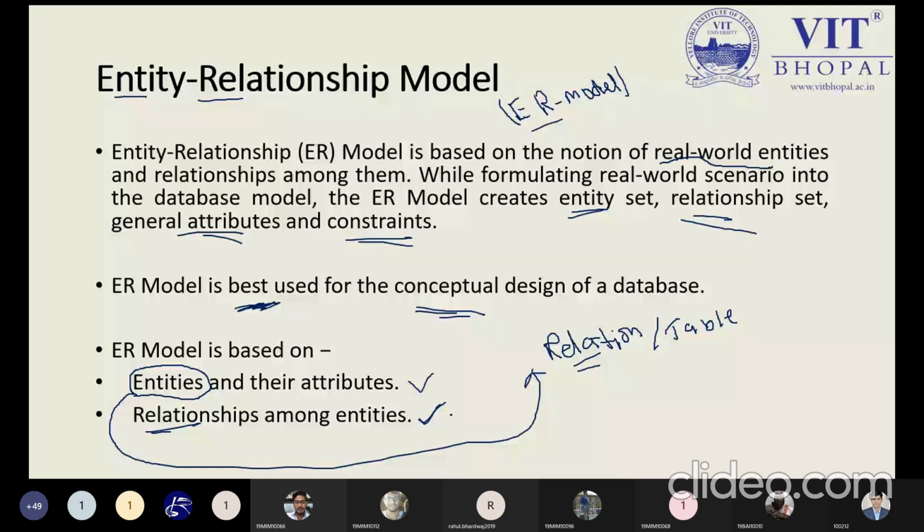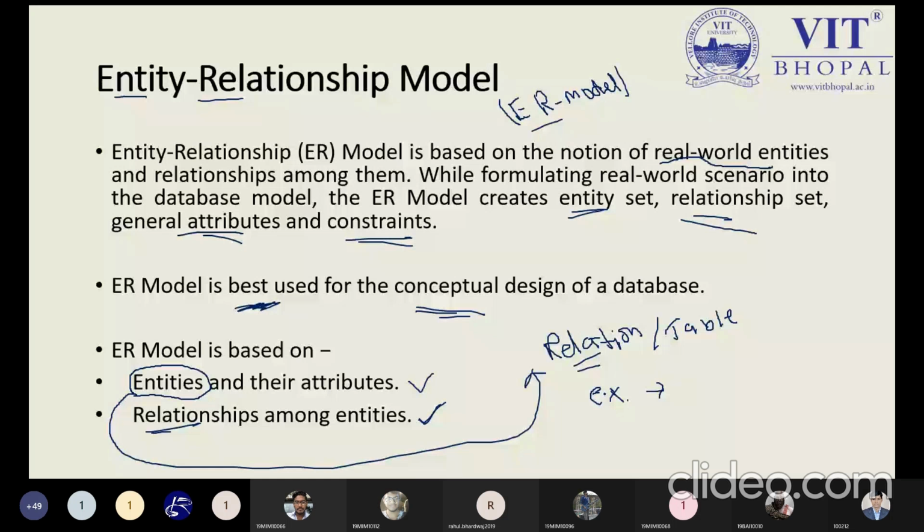Any doubt in this slide? No, sir. Okay, can anyone give me a real example of entities? Anyone who knows a real example of entities, please tell me. I need the answer from your side. What is a real example of entities? Please tell me.